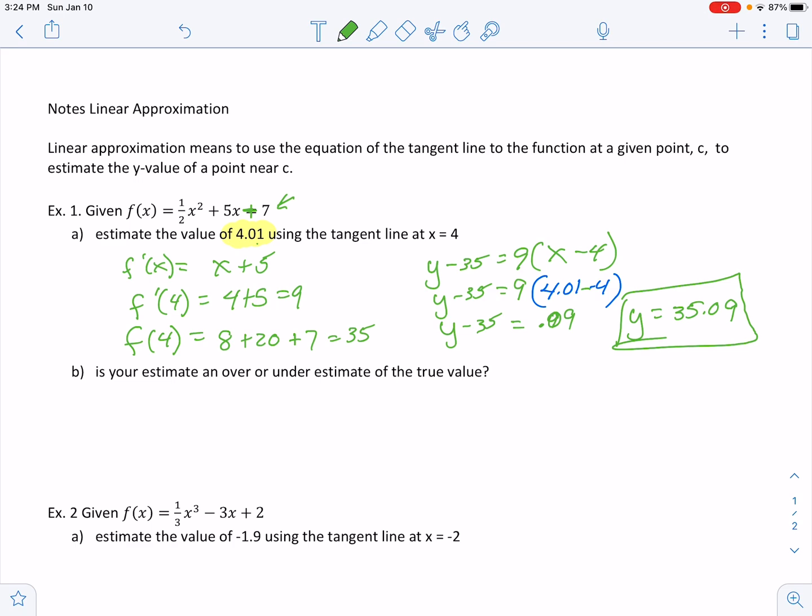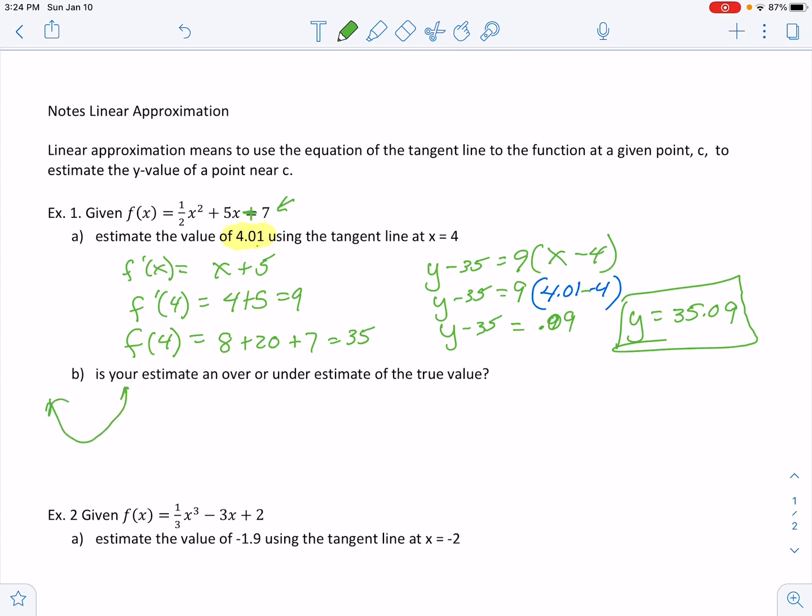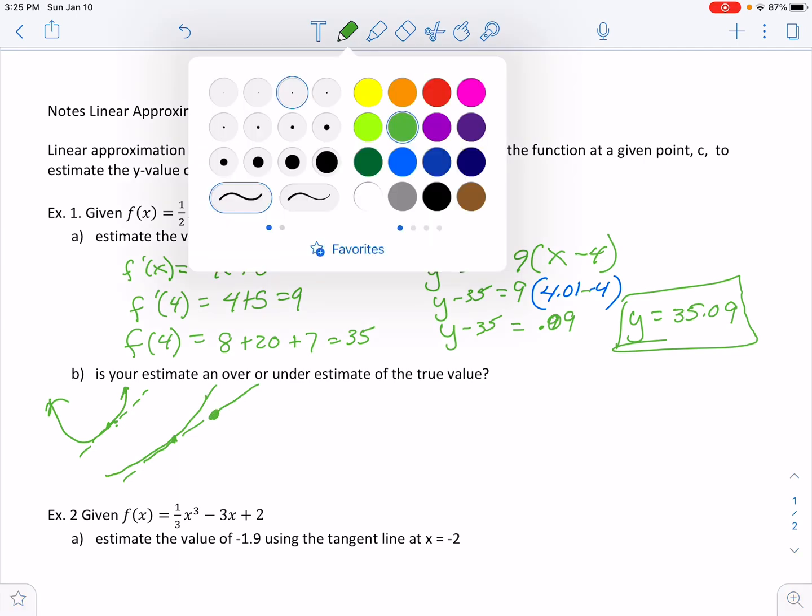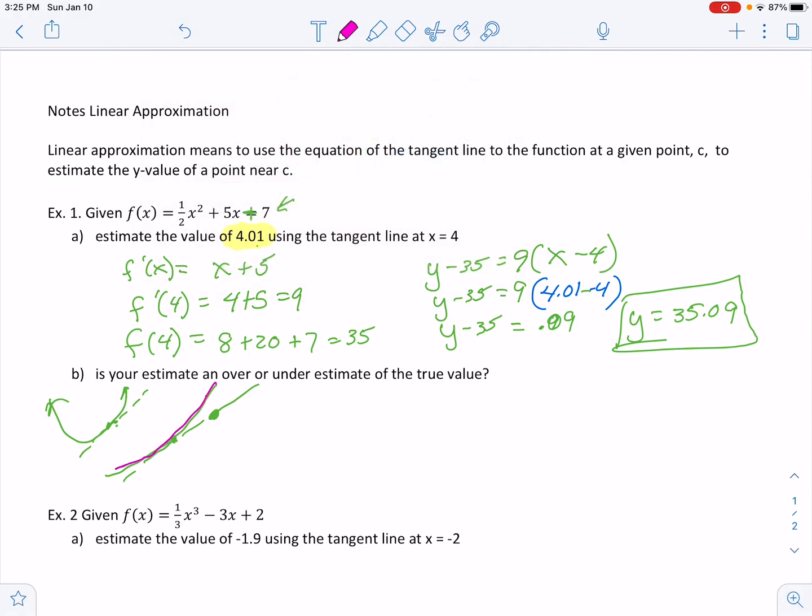All right? Now they're asking you, is it an overestimate or an underestimate? Well, remember there's a parabola that opens up. Okay? And 4 is over here someplace, and 4.01 is here. So my tangent line's like that. My tangent line is below the graph. So if I blew this section of my graph up, here's this, and here's my tangent line, and 4.01 would be right here. It's on my tangent line instead of the curve. Okay, here's the curve. This is the tangent line. There's my estimate. Okay, it's an underestimate because the line is under the graph.